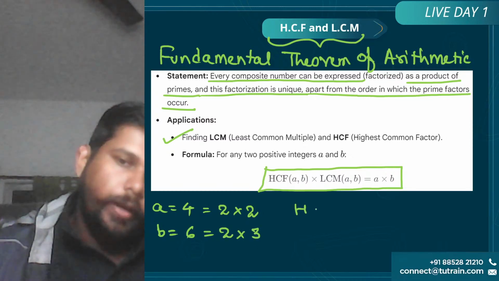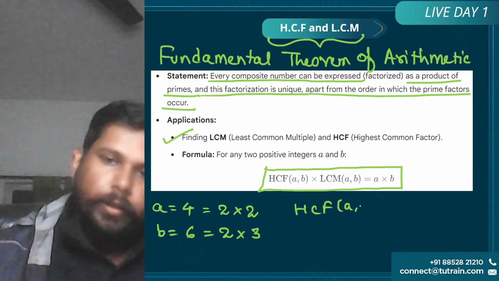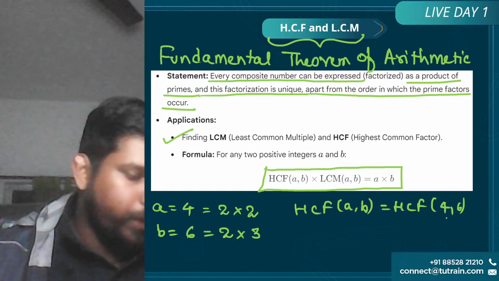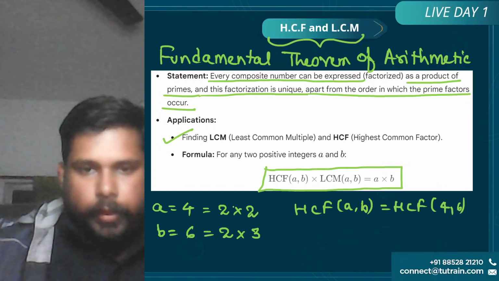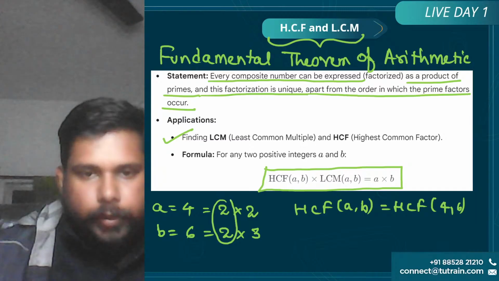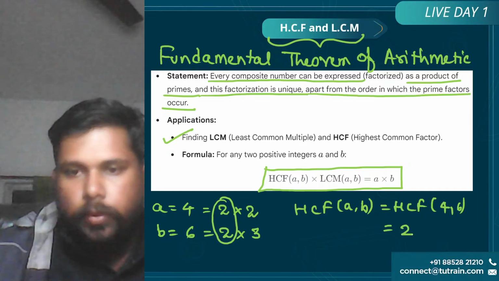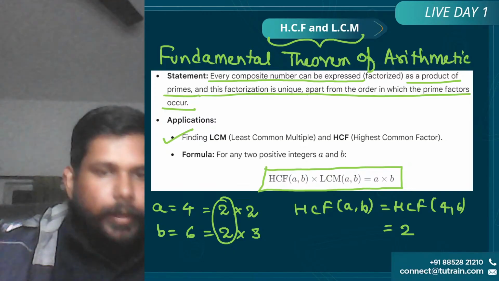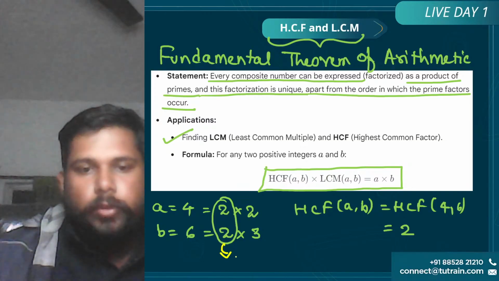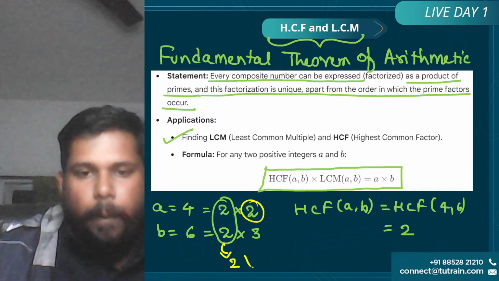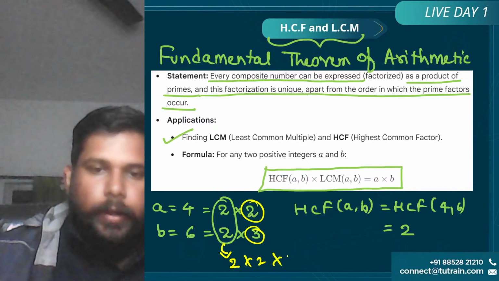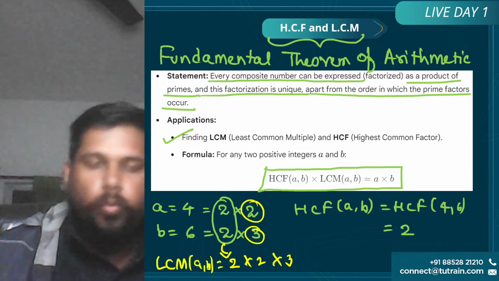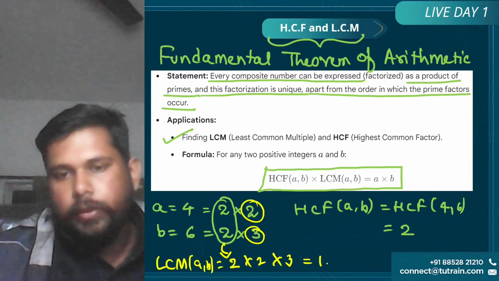Now if I want to find the HCF of AB, means the HCF of 4 and 6, that will be equals to what? So the HCF means the common factor, so the common factor is 2, so my HCF is 2, right? Now what I want to find is the LCM. How to find the LCM? So we write 2 here and we multiply with the remaining numbers. So the LCM of AB will be 2 into 2 into 3, which is 12.